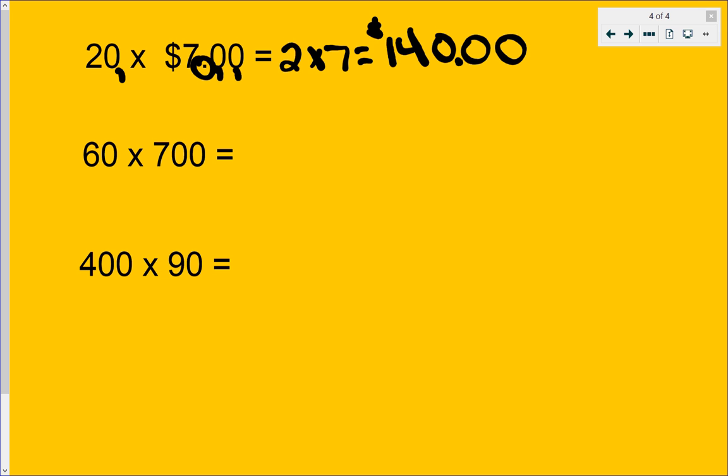So we did the 20 times the $7. We said 2 times 7, and 2 times 7 is 14. There's 1, 2, 3 zeros, and 2 numbers behind the decimal point. So voila, there we go.